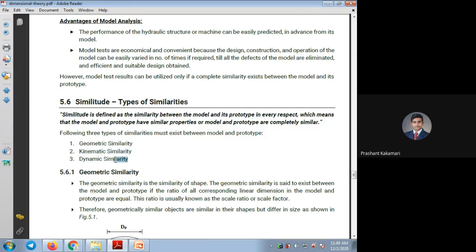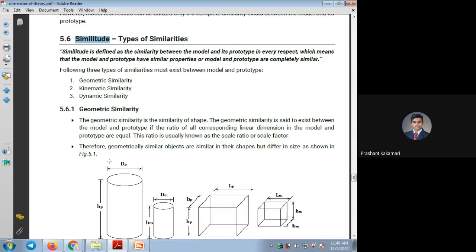Similarly, dynamic properties, which are nothing but the fluid properties. The properties of the fluid also should be the same. Which means that the model and prototype have similar properties, and the model and prototype are completely similar in all these three aspects. Then that type of system is called a similitude. So whatever model you take in the lab and analyze, that is nothing but a similitude. It has similar properties.